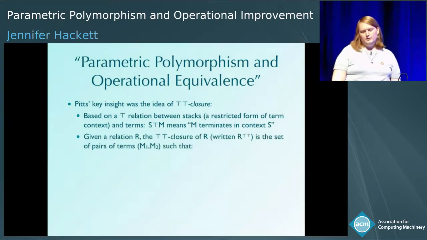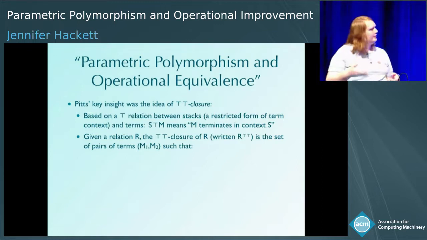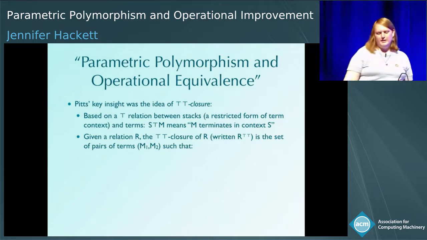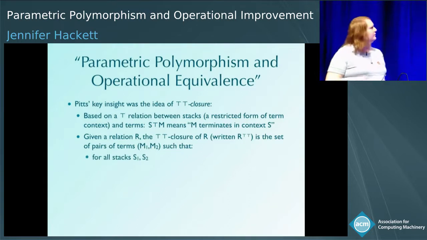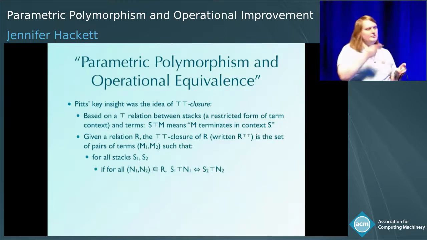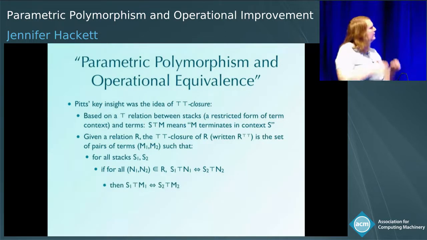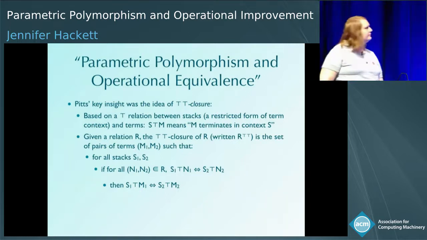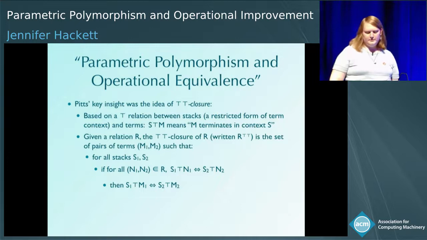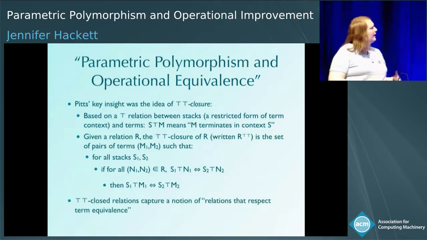And then you can use that to create this TT closure, which is an operation on relations. The relation will be the set of terms M1 and M2, such that if you take two stacks S1 and S2, and you know that they are equivalent for all pairs in the original relation, then they have to also have that property for the M1 and M2 in this new relation. So you end up with a notion of relations that respect term equivalence in a quite well-behaved way.